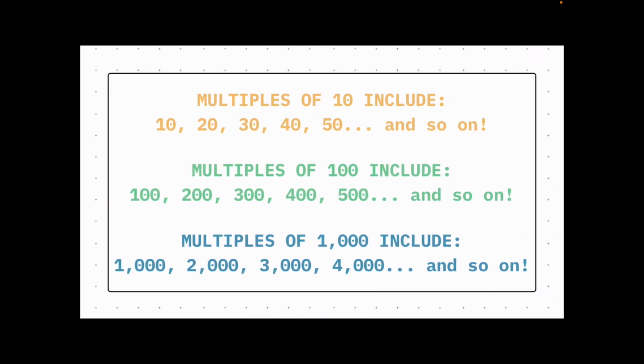So when we're talking about multiples of 10, we're talking about all the numbers that we say when we skip count by 10. 10, 20, 30, 40, 50. Same thing with multiples of 100: 100, 200, 300, 400, 500, and multiples of 1,000. So when we skip count by 1,000, we would land on the numbers 1,000, 2,000, 3,000, 4,000, and again, so on.